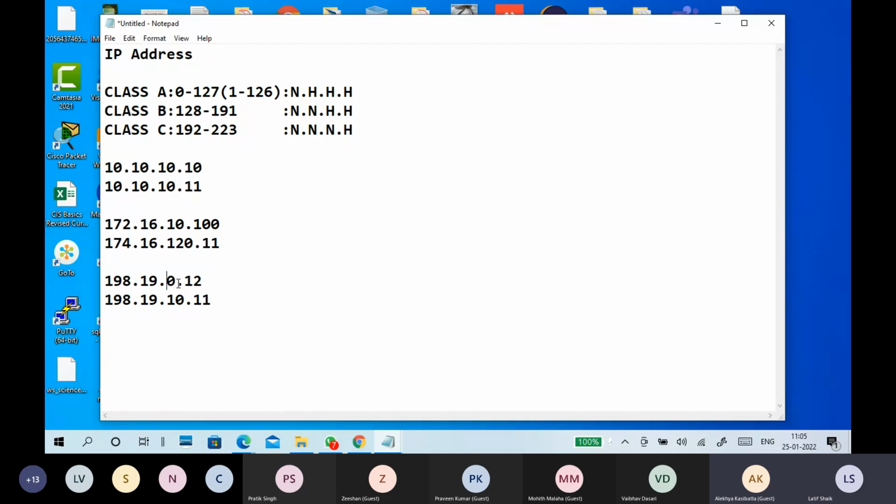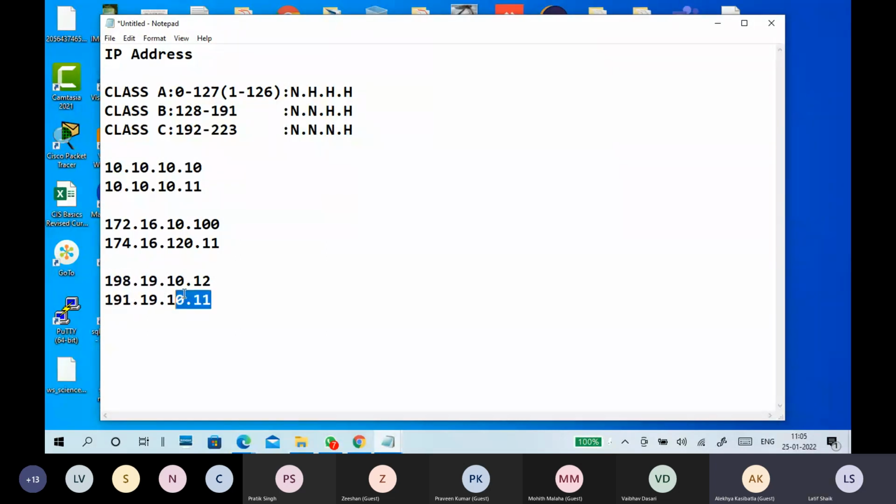For example, I change something here. The first octet is same, the second octet is same, the third octet is different. So it won't communicate with each other. The same goes for everything else. If the second octet is different, no communication. If the first octet is different, even though two octets are the same, there is no communication.